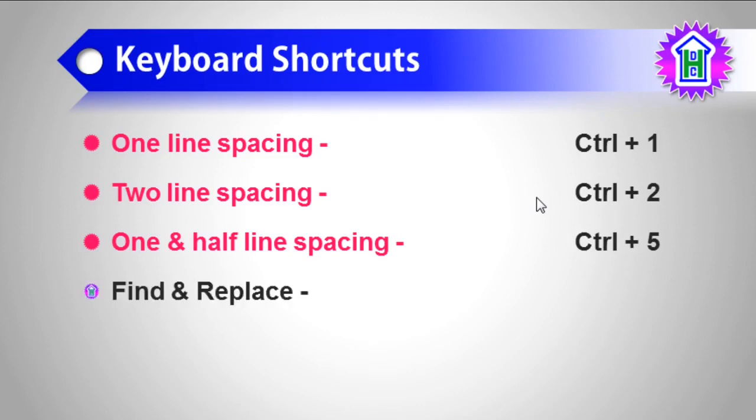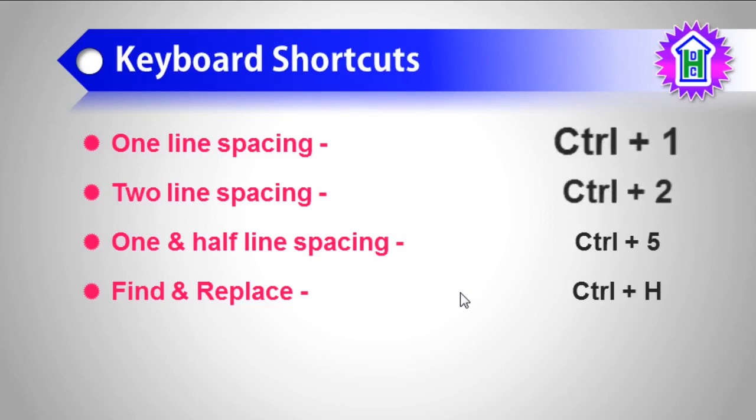If I want to find a word and replace it, as we have done already in this video tutorial, I can press the Ctrl and H key together to get the find and replace dialog box. So 1 line spacing, it is Ctrl 1, 2 line spacing, it is Ctrl 2, 1.5 line spacing, it is Ctrl 5, and find and replace, it is Ctrl H.